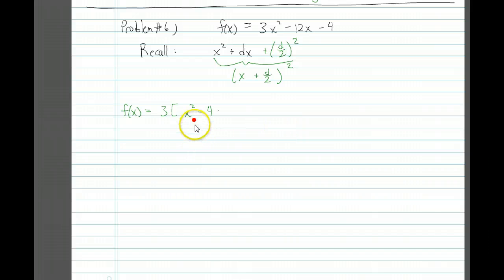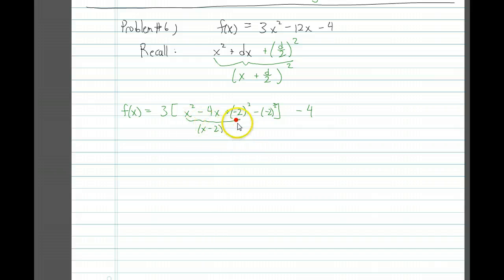So for this problem, what we need to do is factor the 3 out from the first two terms in order to make that coefficient of x squared 1. Then we look at our number in front of x now, which is negative 4, divide it by 2, and we get negative 2. We square that, add and subtract it in. The reason we're adding and subtracting it is so we don't change the expression. That's like adding in 0.